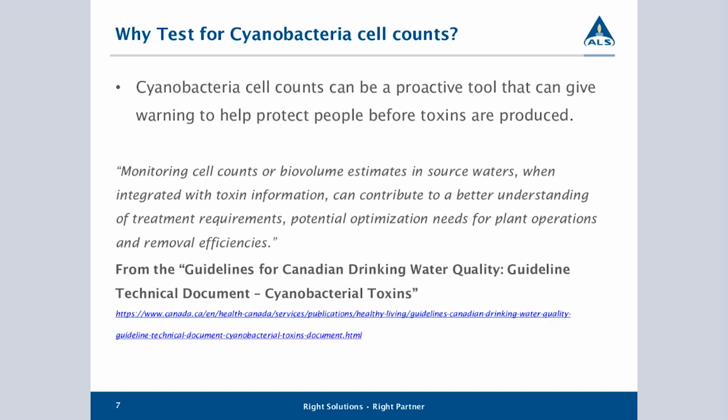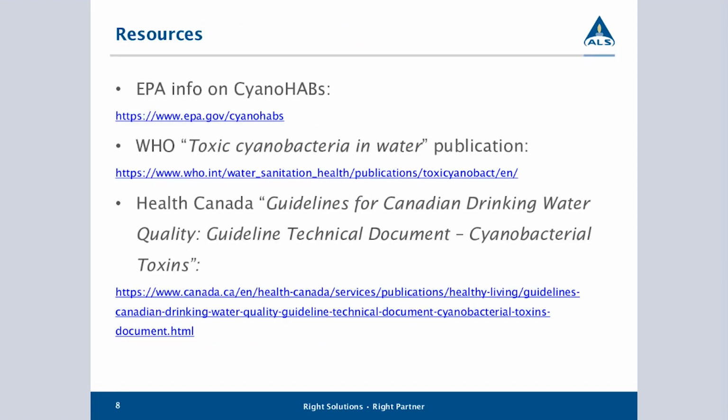In Health Canada's guideline for Canadian drinking water quality, in the technical document on cyanobacteria toxins, they proposed that monitoring cell counts or biovolume estimates in source waters, when integrated with toxin information, for example, microcystin analysis, can contribute to a better understanding of treatment requirements, potential optimization needs for plant operations, and removal efficiencies.